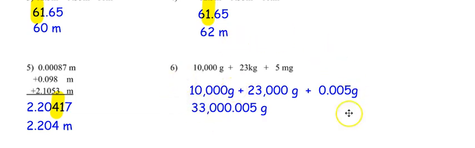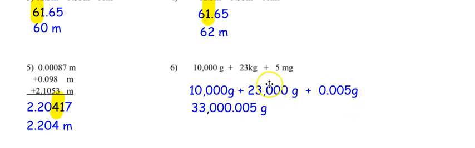Now look what happened in number 6. I have 3 different units, so I put everything to the base unit. So I have 10,000 grams. I have 23 kilograms, but I need to move the decimal place over 3 spots, so I got 23,000 grams. And then 5 milligrams is 0.005 grams. So the first thing I had to do is put them all in the same unit. Now I added those three things up and I got 33,000.005 grams.